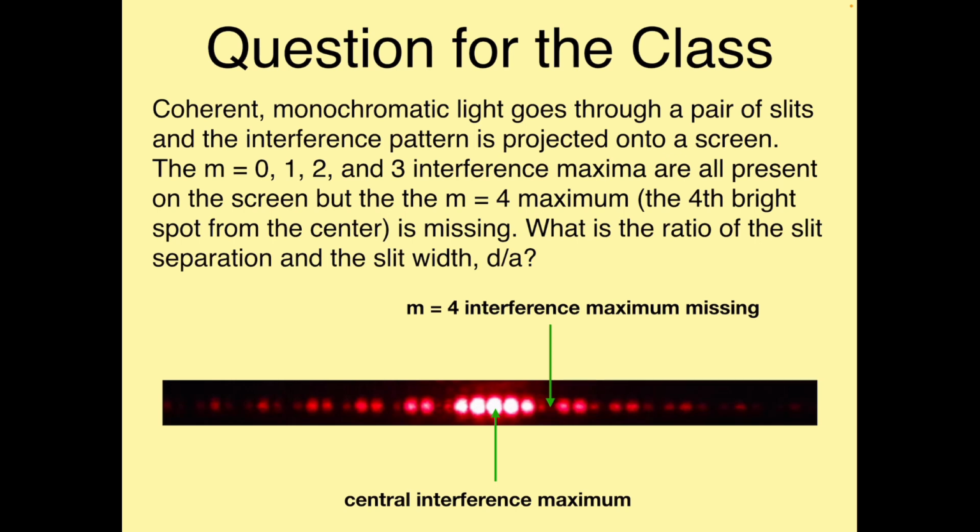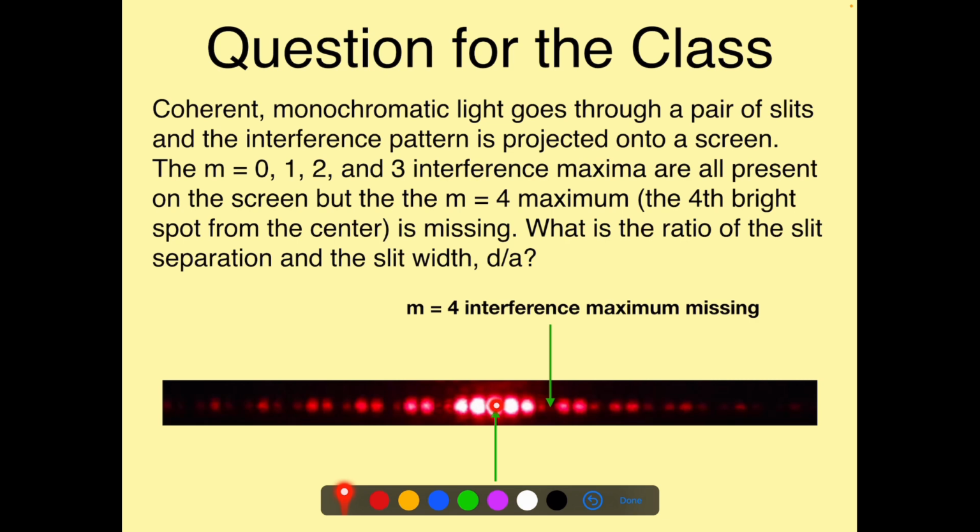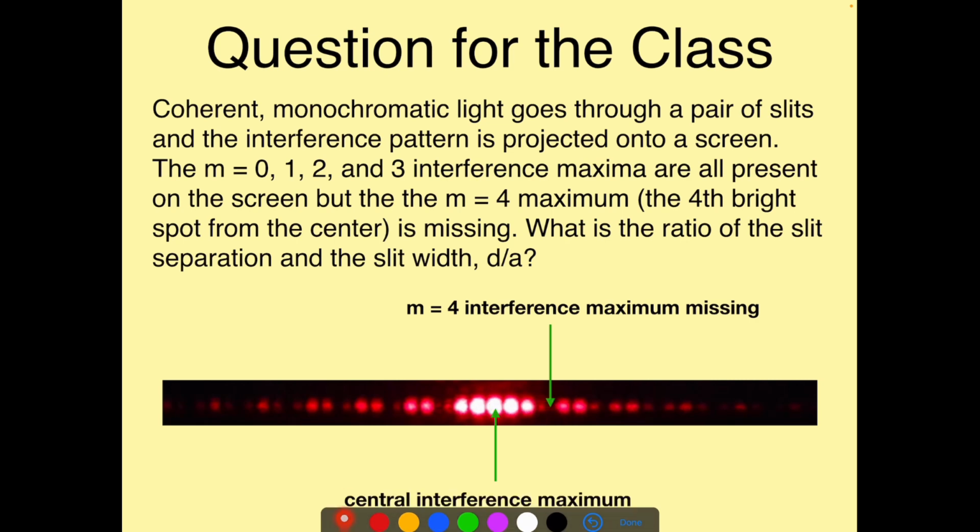So here's the pattern. We have the central maximum, we have m equals 1, m equals 2, m equals 3, but m equals 4 is missing. So based on that, try to figure out the ratio of d divided by a. So pause the video, try to work it out, and then we'll go through it together.